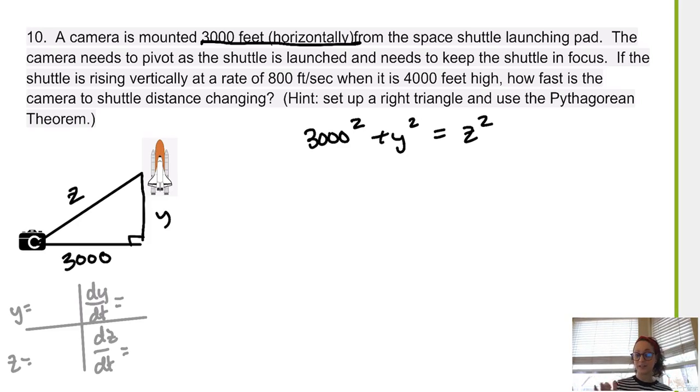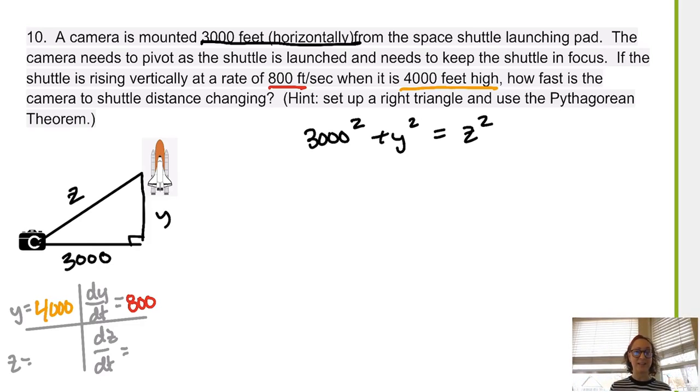Okay, now let's zone in on the other numbers. So the next number I see is 800, okay? So it says the shuttle is rising vertically at a rate of 800 feet per second. So kind of 2 clues there that this is a derivative, right? So is this dy/dt or dz/dt? This is dy/dt, so I'm going to put 800 there. When it is 4,000 feet high, so where would you like to put this? Yeah, let's put this with y, okay?